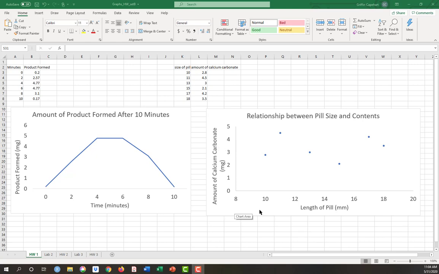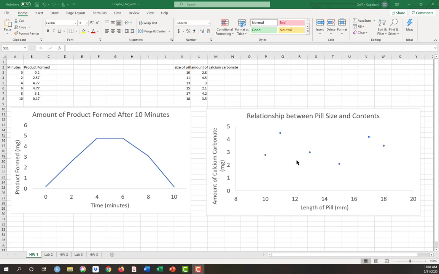And if you look at this graph, you can see that if you connected the dots, which is not what you want to do in a scatter plot, but if you did, you would get this kind of bouncy line. And that doesn't really tell us anything. Think for a second. Pause this video and think, okay, if I connected the dots here, would this tell me anything about the relationship between pill size and contents? Not really.